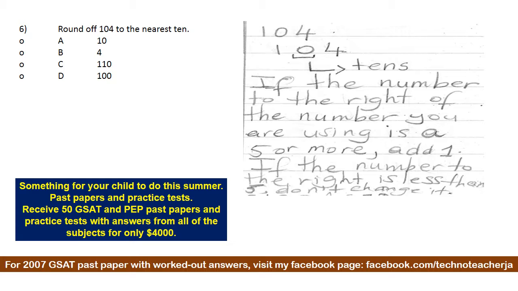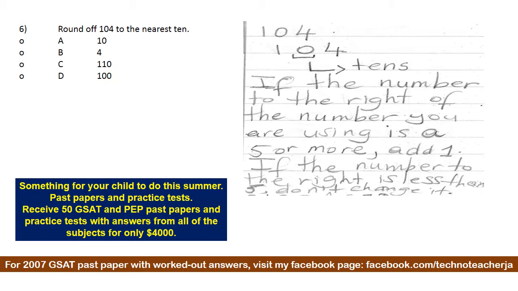So now we are focusing on the number in the tens position to round it off to the nearest 10, and the number in the tens position is 0. You can circle it or underline it to make note of that number. So I have underlined the 0. That is the number in the tens position.